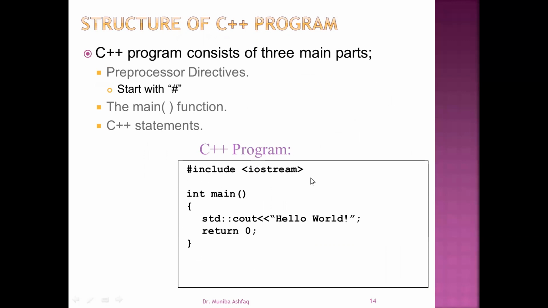Hash include iostream, and here the second main part is the main function. So you can see that this is the main function. This is the entry point of your C++ program. This is the point where your program starts execution. Then you can see that within the brackets of this main function, you have multiple statements which are called C++ statements.